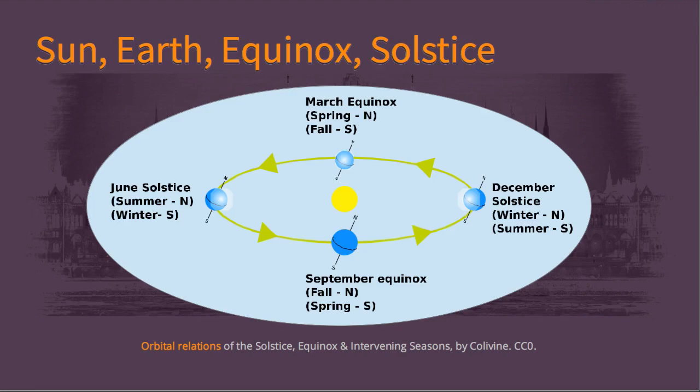And conversely, the equinox is when the Earth is 90 degrees further around its orbit from the solstice, and the inclination of the Earth is such that neither the North nor the South Pole is tilted towards the sun, that they're equidistant.